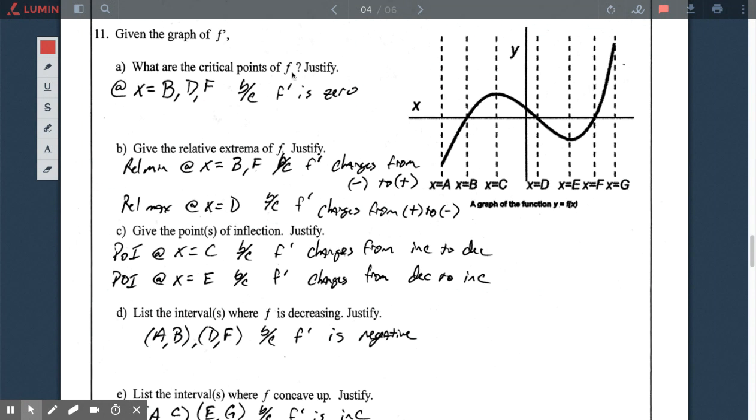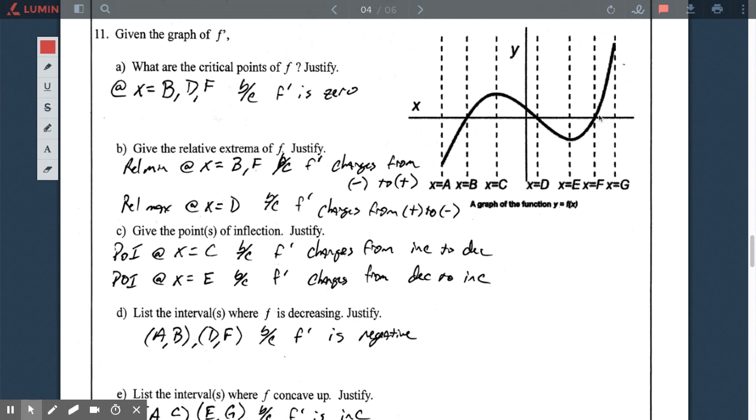Critical points of f. We're looking at the graph of f prime. So here's the graph of f prime. Critical points are going to occur where we're touching the x-axis or where the graph of f prime is undefined. So in this case, we have b, d, and f because f prime is 0. Relative extrema, remember, can only occur at the critical points, so only at these 3 spots right here.